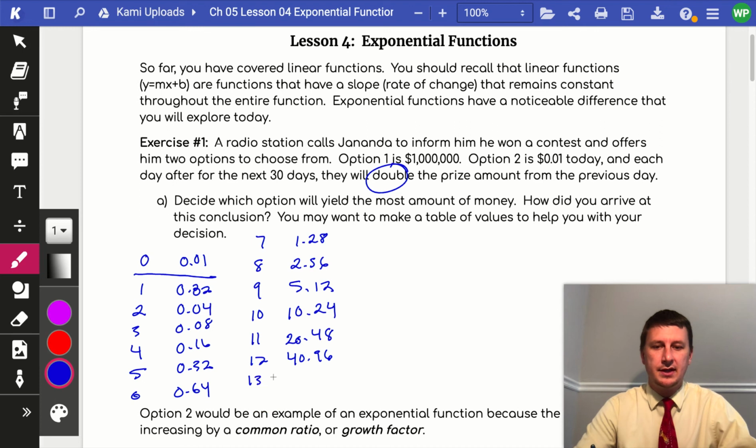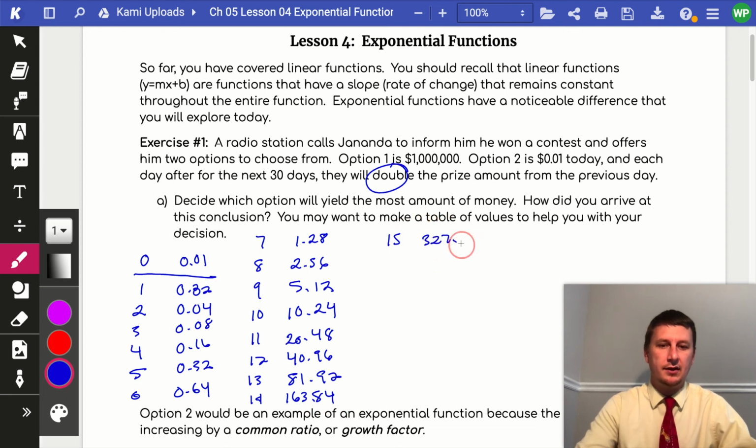So we go to 13 days and we're at $81.92. 14 days and we're at $163.84. And 15 days will give us $327.68. So again, 15 days, halfway there, we're only at a couple $100 instead of $1 million. We have to get through the thousands and then to $1 million. I don't know if that's going to happen, but let's keep looking.